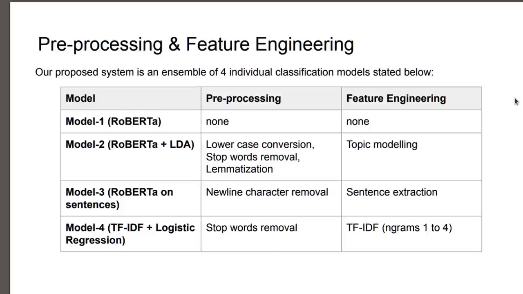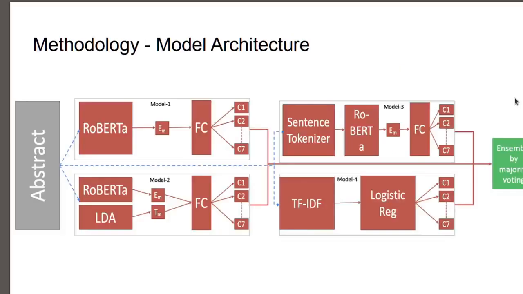The fourth model is a simple logistic regression based model trained over TF-IDF based features extracted from abstracts with n-grams ranging from 1 to 4. So all the models which I just discussed in the previous slide have been ensembled together using majority voting, and this diagram depicts the overall architecture.